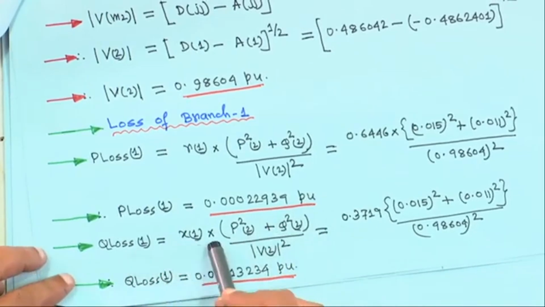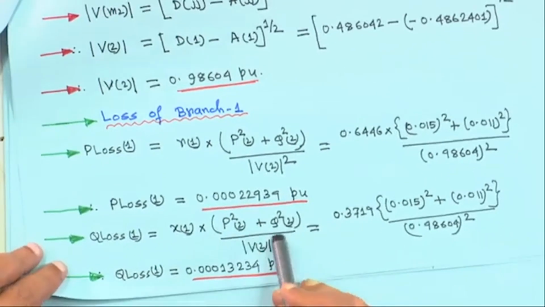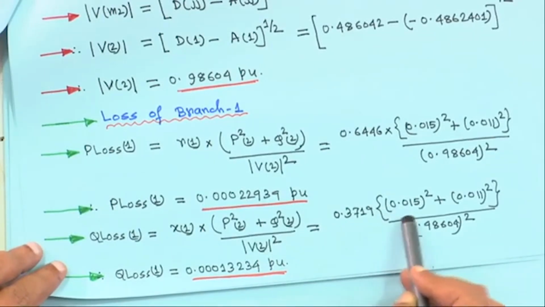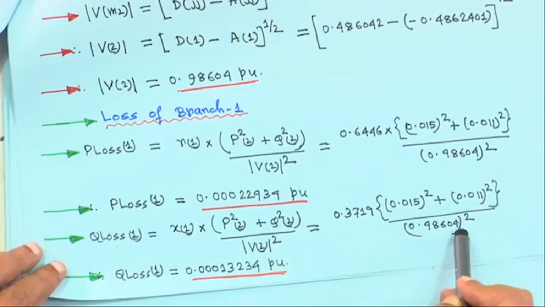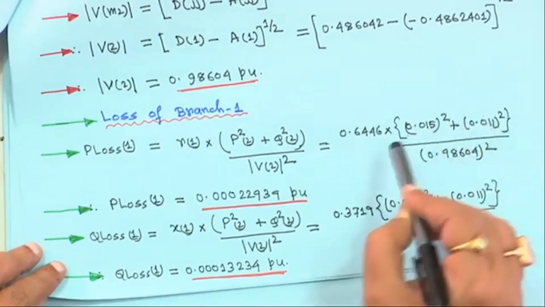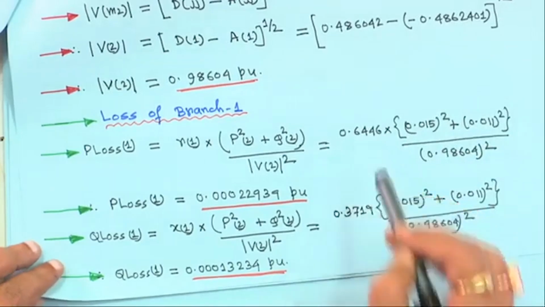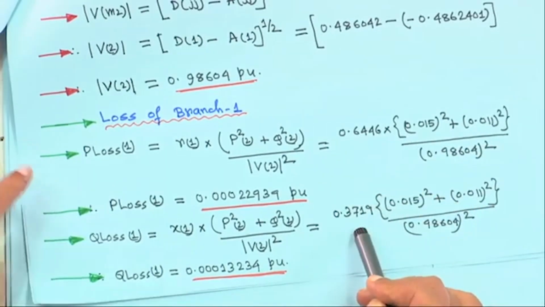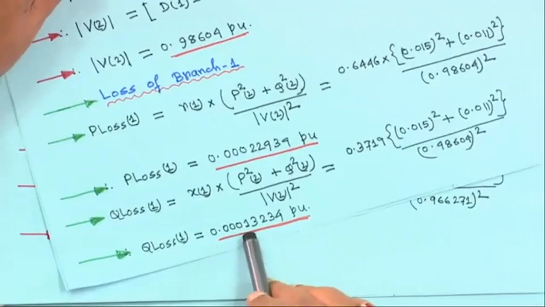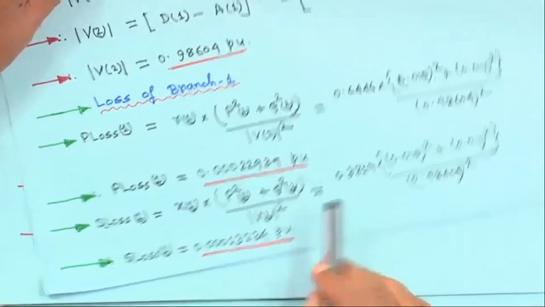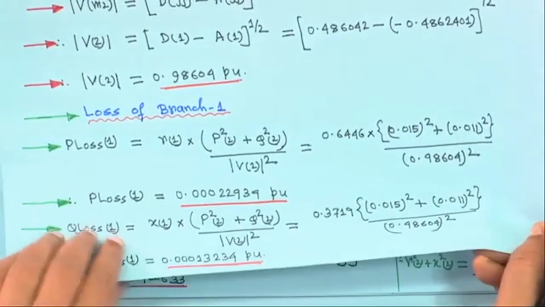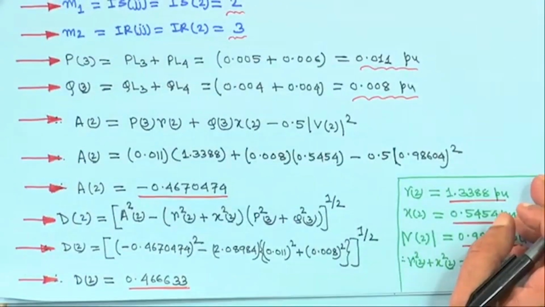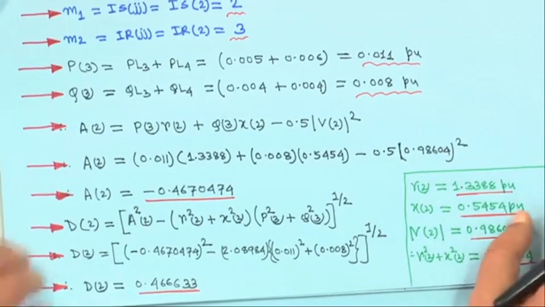Similarly, Q loss 1 will be X1 into P2 square plus Q2 square upon V2 square. So, it will be 0.3719, 0.015 square plus 0.01 square by 0.9860. Actually, this term remains same, only here it is multiplied by R, here it is multiplied by X. Therefore, Q loss 1 is 0.000132334 per unit. This is per unit only, later we will convert to the real unit because we have to go for the iteration. First iteration is continuing.